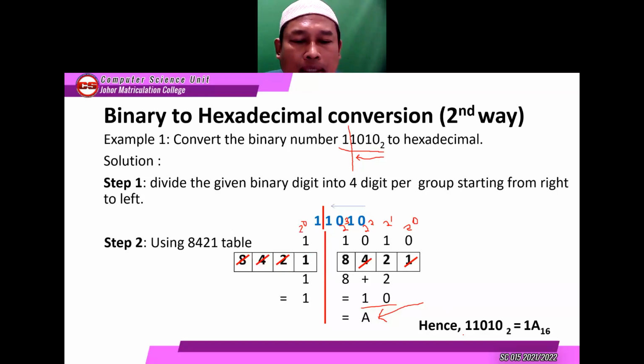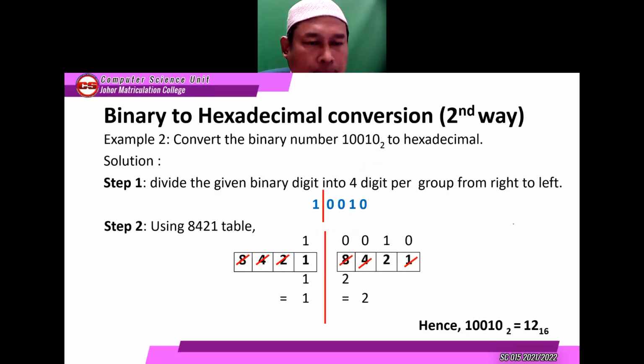So the conversion of 11010 based on 2 to hexadecimal is 1A based on 16. All right.